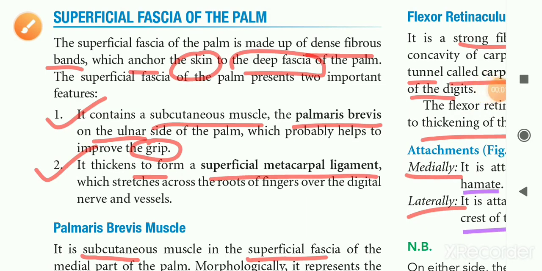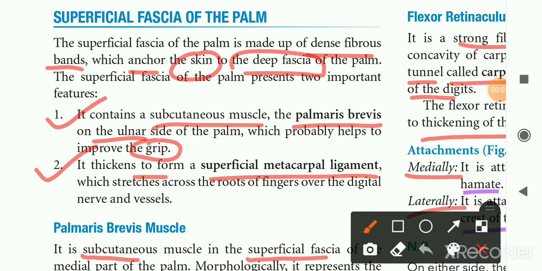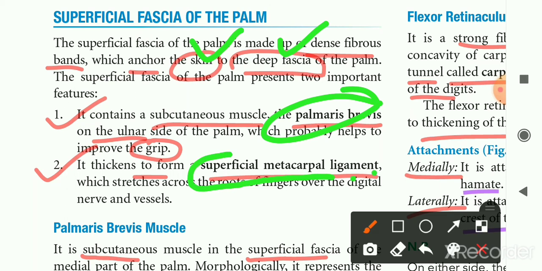Now our second structure is the superficial fascia of the palm. It is a dense fibrous band which anchors the skin with the deep fascia, and it presents two important structures. One is a subcutaneous muscle, the palmaris brevis, and one ligament, the superficial metacarpal ligament.